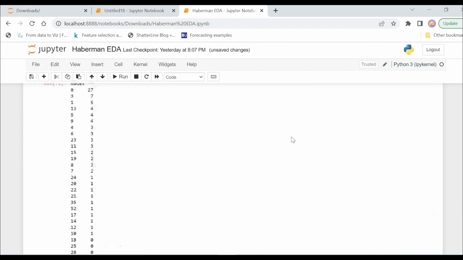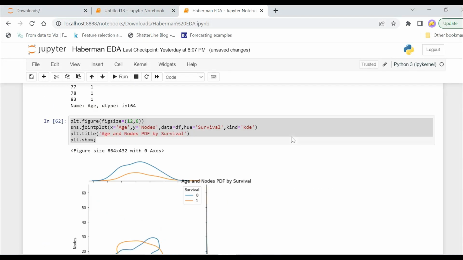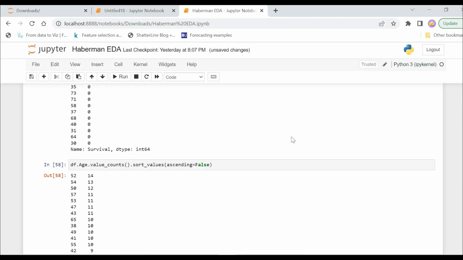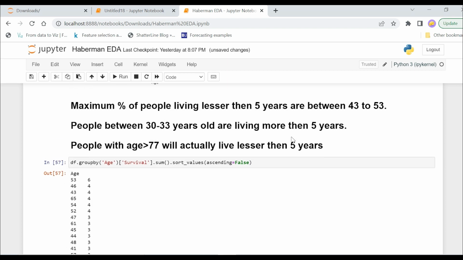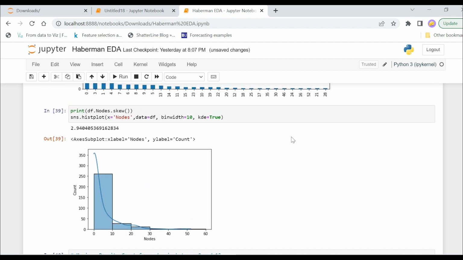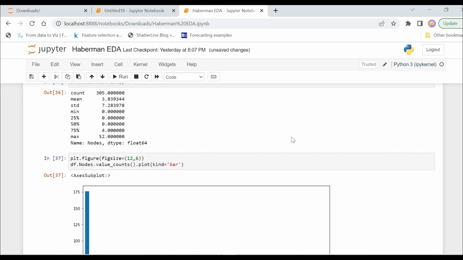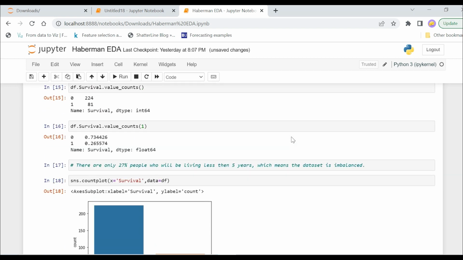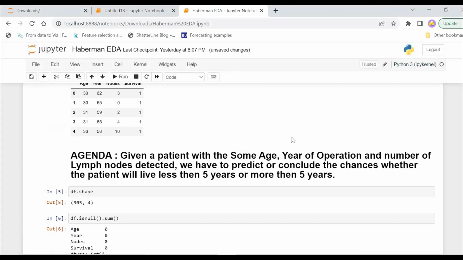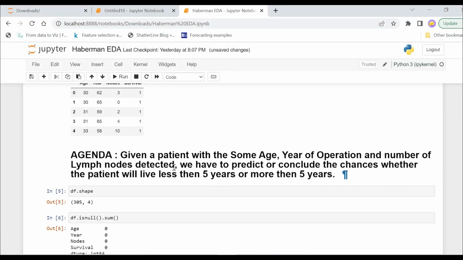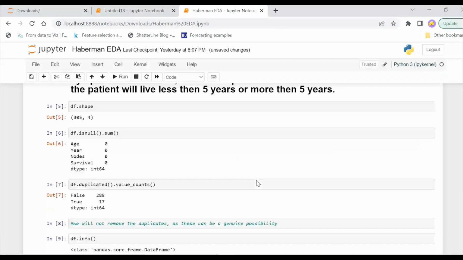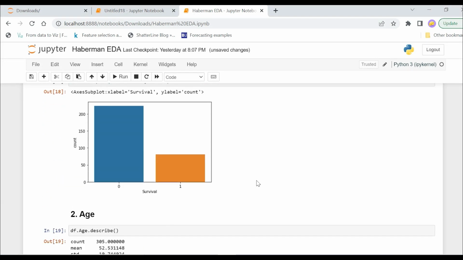I don't think it was quite exhaustive, but I have taken this small data set because you can actually gather and understand the approach which we have. And now the final thing, this is the agenda. Given a patient with some particular age during operation, year of operation, number of lymph nodes detected, we have to predict whether they will live less than 5 years or more than 5 years.